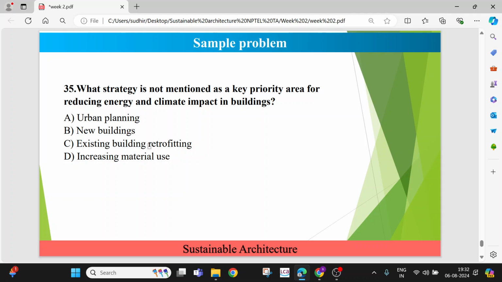Increasing material use. Option D. What strategy is not mentioned? I think around eight strategies were mentioned in the ABC Global, and out of that, one question was also there in the assignment from that portion. So it is from the last slide, I think, or the second last slide of lecture 5. Are you able to relate or recall? Yes, sir. Okay. So option D is the right answer for question number 35.